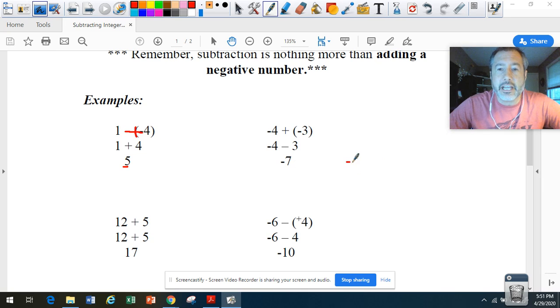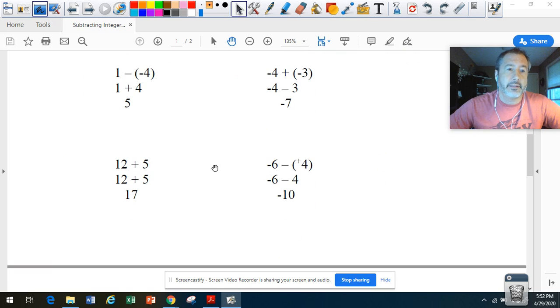Negative 4 minus 3 is negative 7. Because if you think about it on a number line, here's my negative 4 here. I've got to go backwards 3 places because I'm subtracting 3. 1, 2, 3. There's where my negative 7 is, right there. Okay, let's continue down here. This one's easy. 12 plus 5 is the same as 12 plus 5, which is 7.